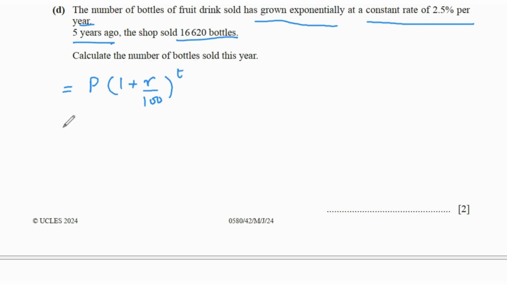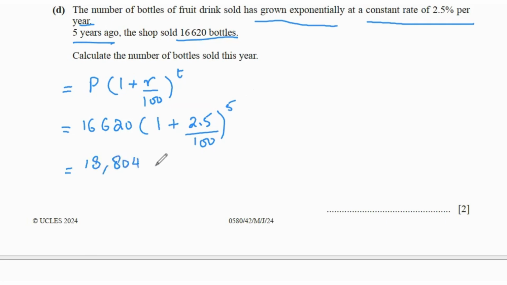So over here, our initial amount 5 years ago was 16,620. The rate is 2.5 over 100. Always write it in fraction form, never as a percentage, to the power of 5, because we're talking about 5 years ago. So 16,620 times 1 plus 2.5 over 100 to the power of 5 basically equals 18,804 bottles.